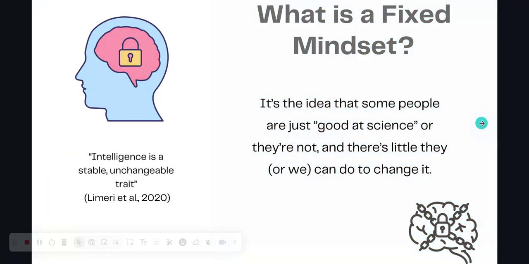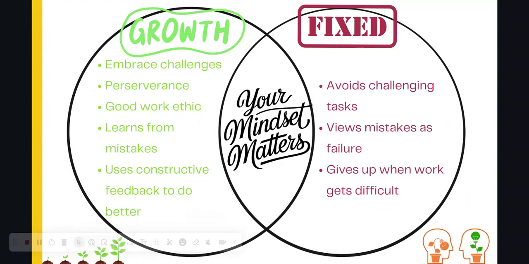Now, comparing the growth mindset to the fixed mindset, we're going to start talking about some characteristics. So some characteristics for growth mindset. These are students that embrace challenges. They have perseverance, good work ethic. They learn from mistakes. They take constructive feedback and they use it to be able to do better. On the other side, for a fixed mindset, some characteristics include these are students that often avoid challenging tasks. They view mistakes as failure and they give up when things start to get more challenging.